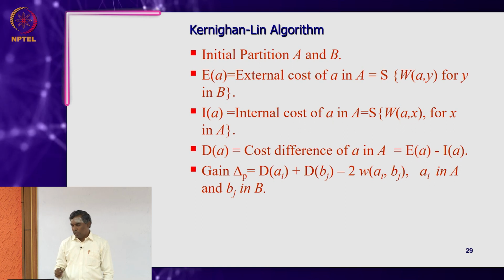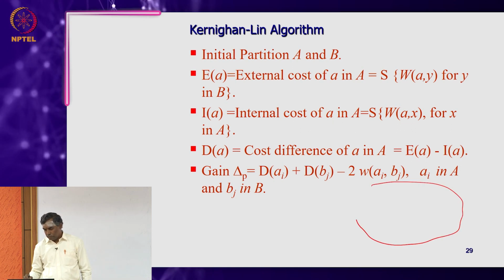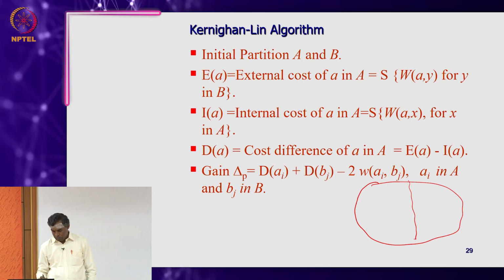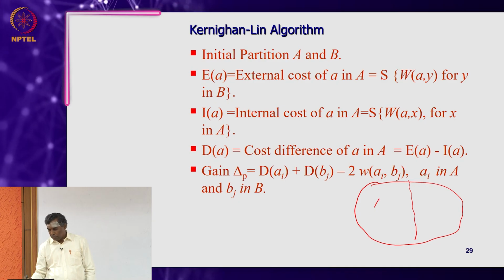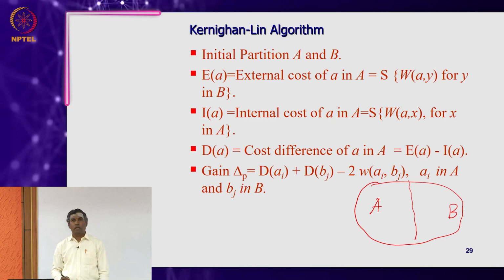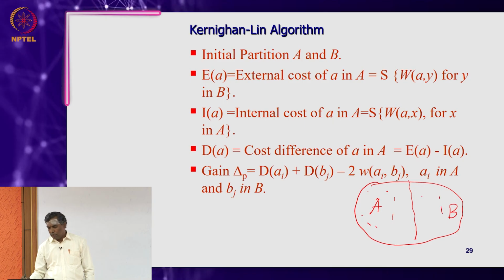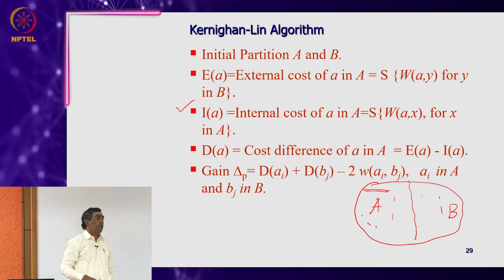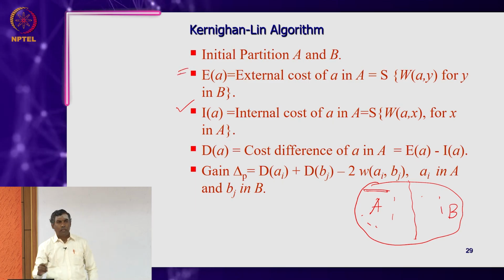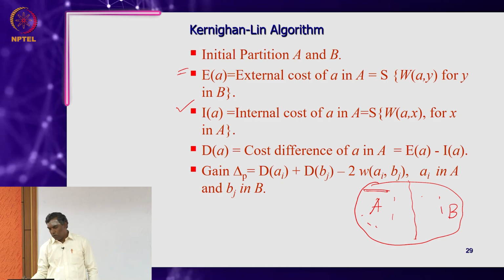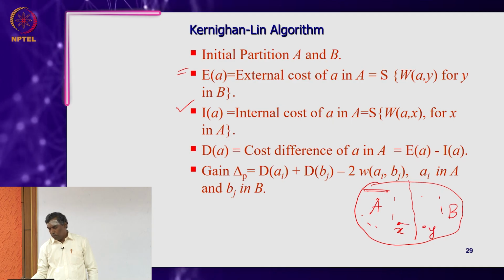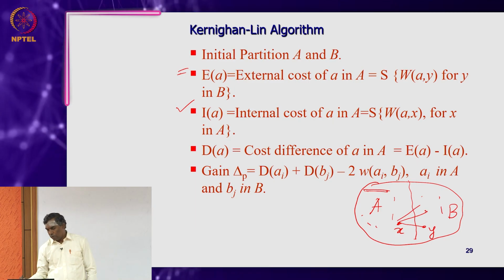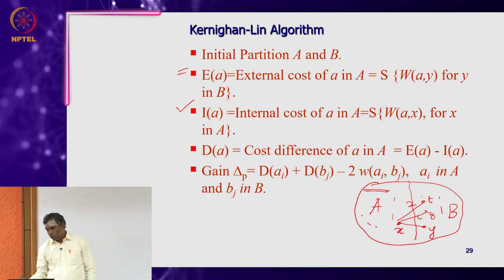The algorithm works like this: suppose you have a graph, you take an initial partition, something like A and B. Now you try to find the nodes here and nodes here with the internal cost. Internal cost is the cost associated with the internal nodes within A, and then E is the cost associated with the external cost. That means suppose I have a node X in A and a node Y in B, then what is the cost corresponding to that? For example, suppose you have something like this, Z and then T, with costs 2, 4, 1.